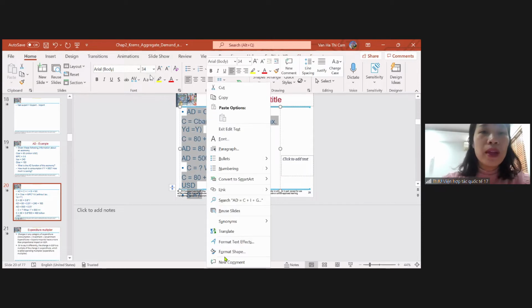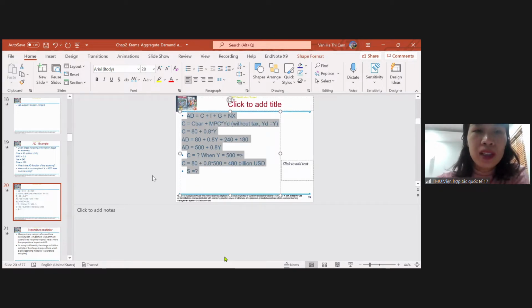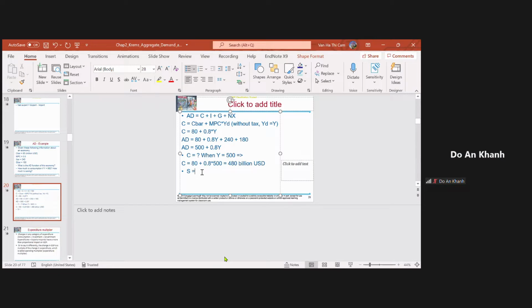Please remember that this calculation here is not difficult at all. It's just a matter of remembering the formula and understanding all the figures there, right? That's it. Okay, so how about saving? How much is the saving now?